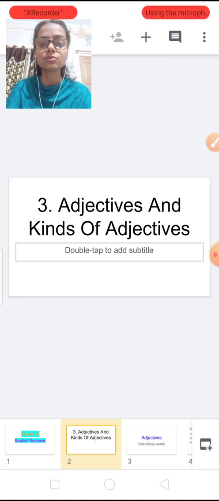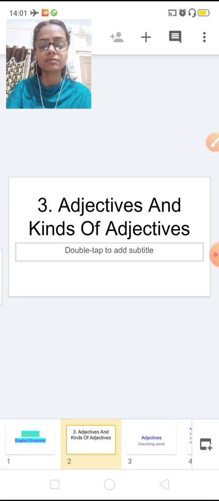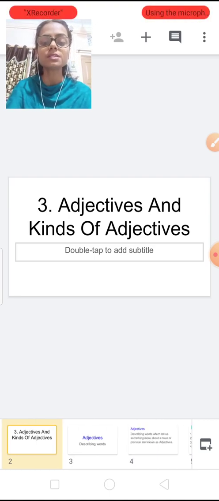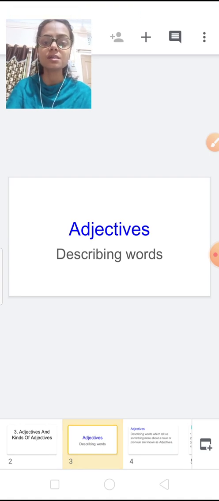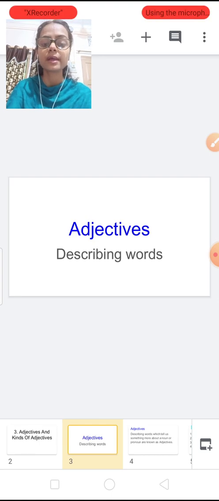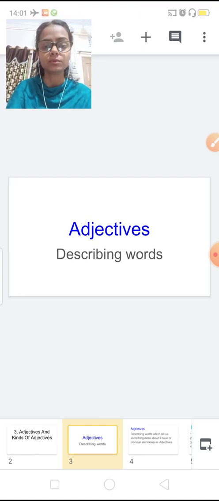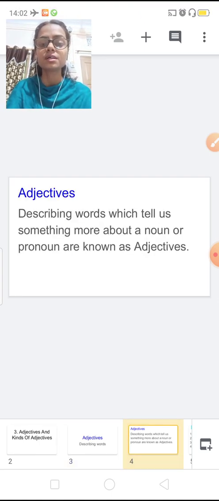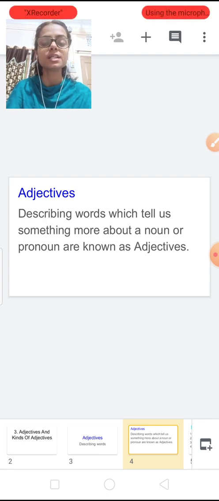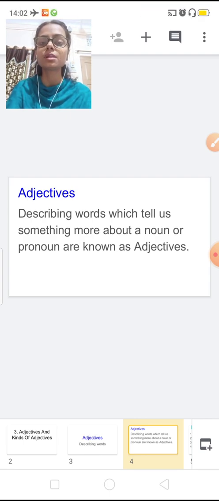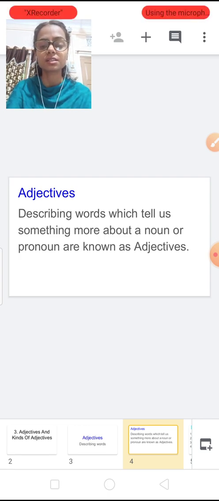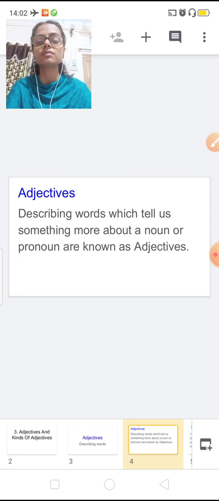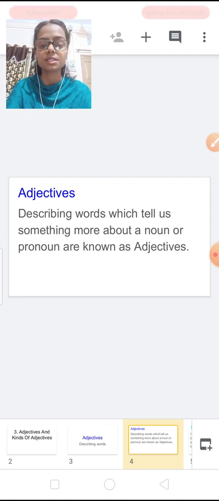So let's do a small recall of the meaning of adjective. In simple words, adjectives are describing words and they describe a noun or pronoun. Describing words which tell us something more about a noun or pronoun are known as adjectives. So this is the definition of adjectives.